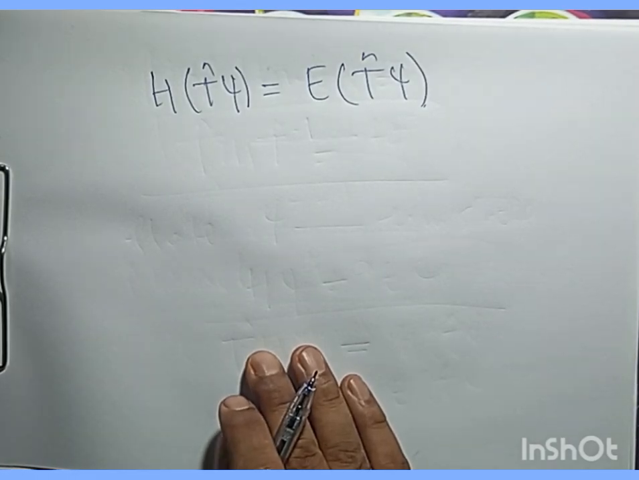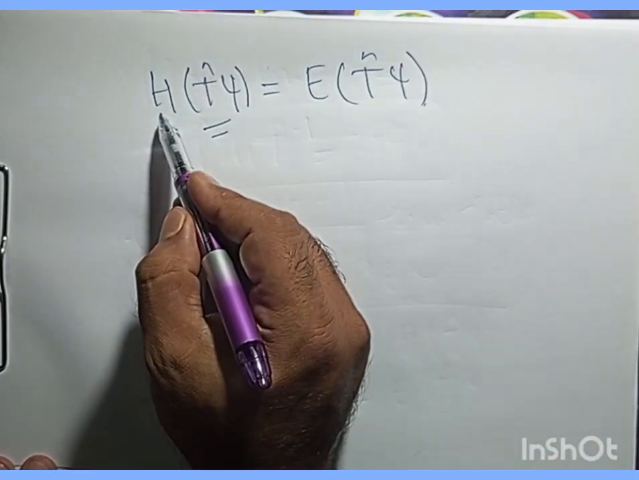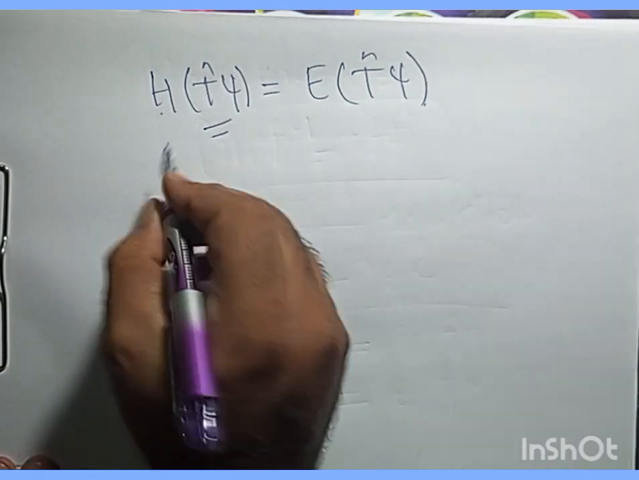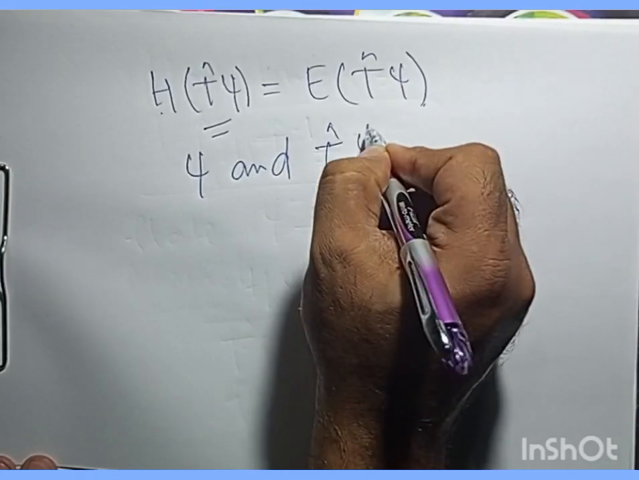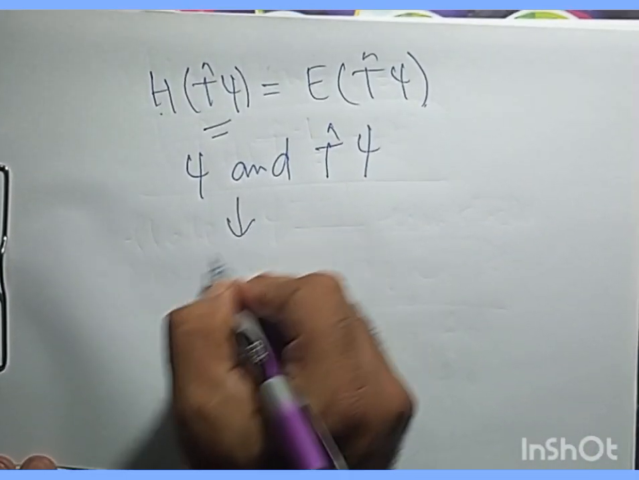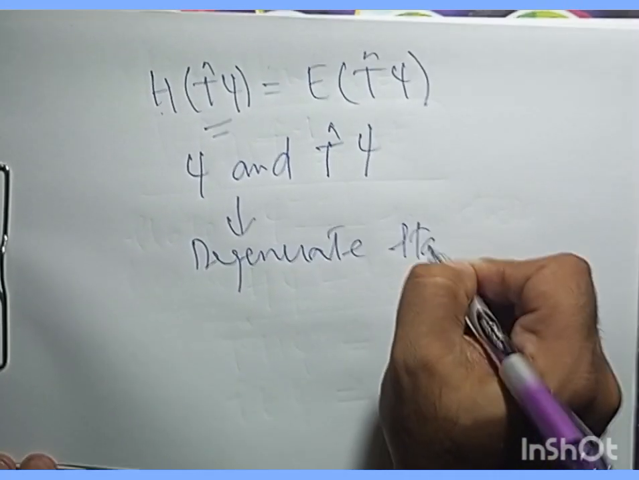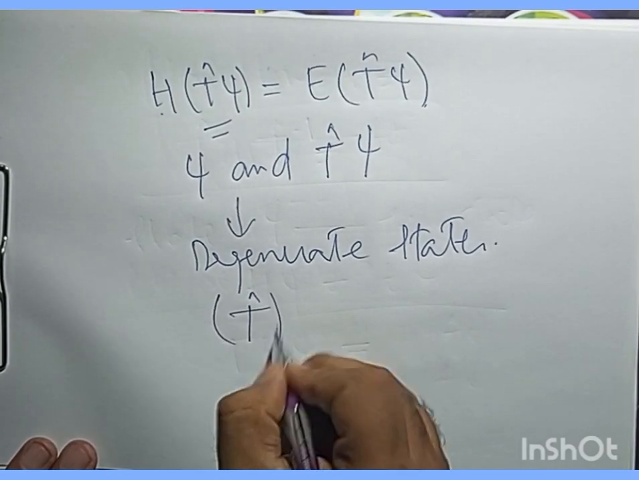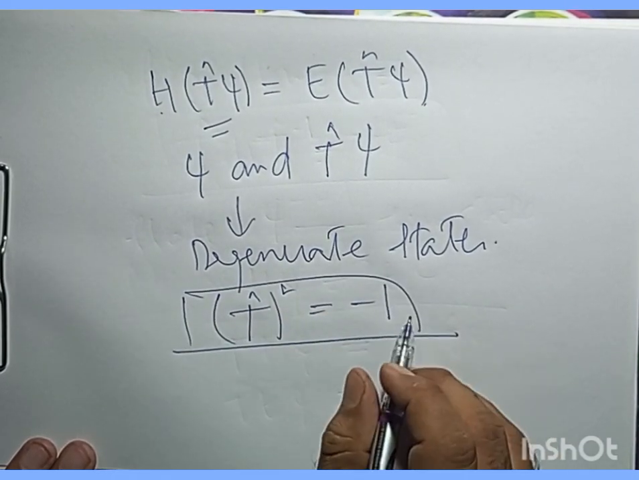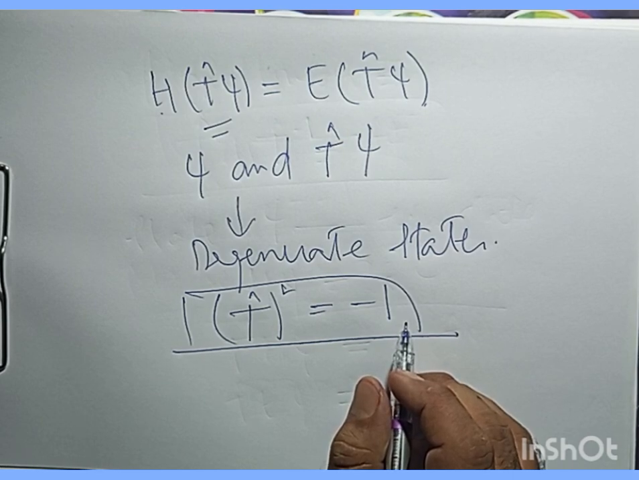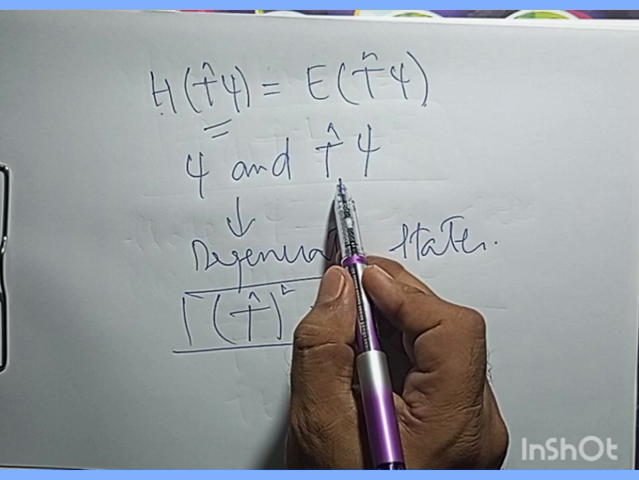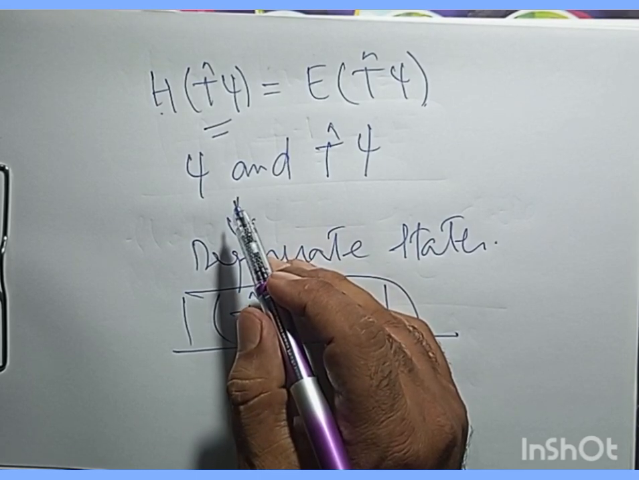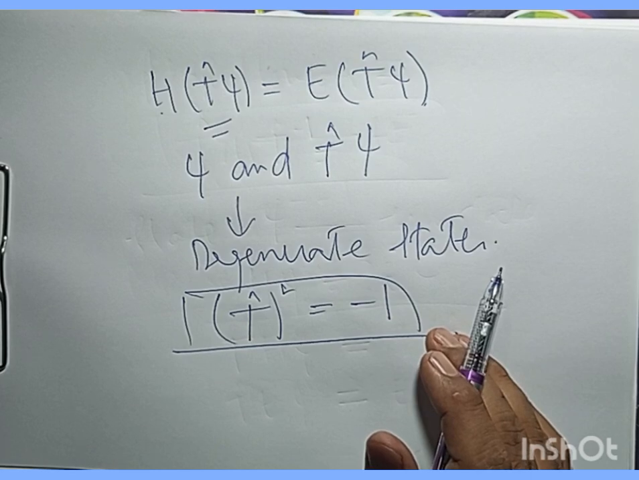So what does it show? This shows that T psi is also an eigenstate of H with the same energy E. There's no change in energy. So psi and T psi are degenerate states with the same energy. However, T square is minus 1. What it states is that the state T psi cannot be the same as psi. In fact, it must be orthogonal to psi, confirming the degeneracy of energy levels.